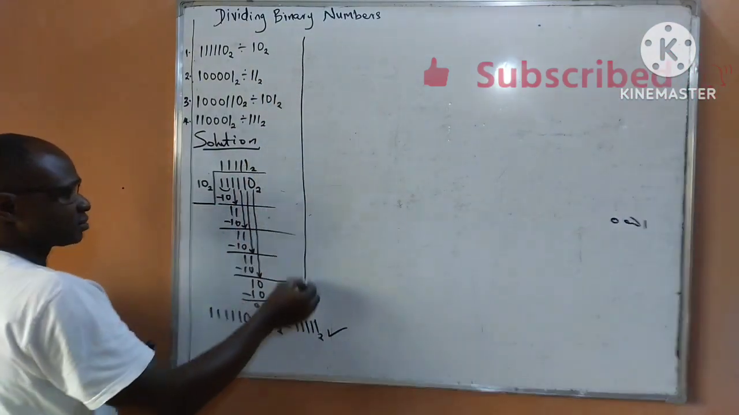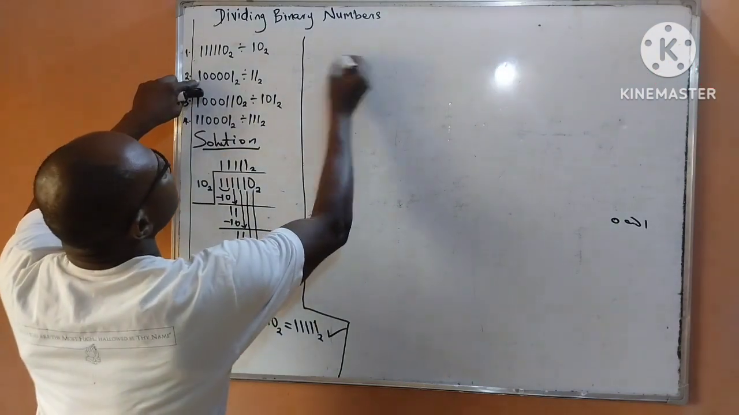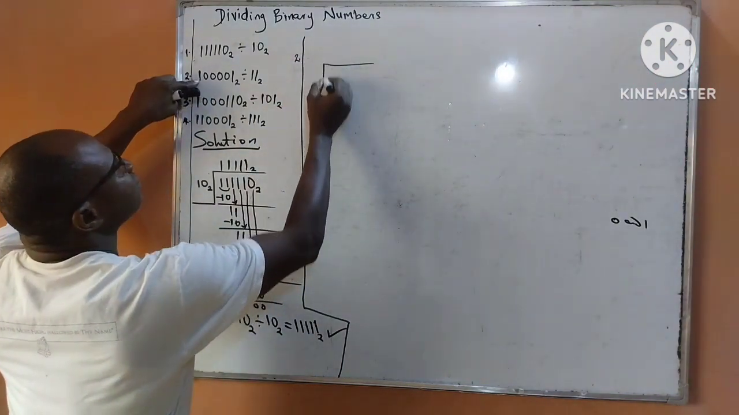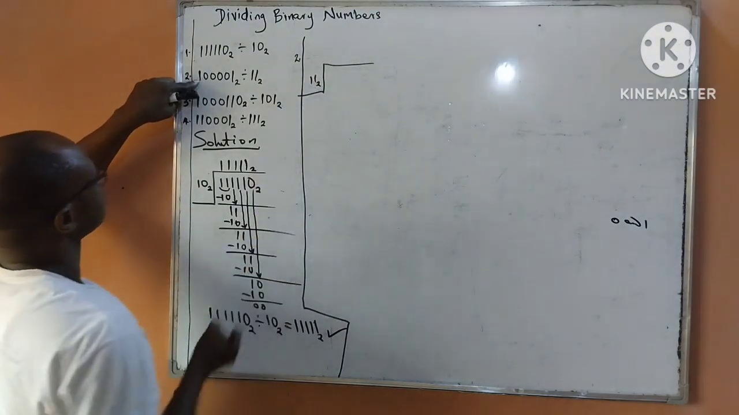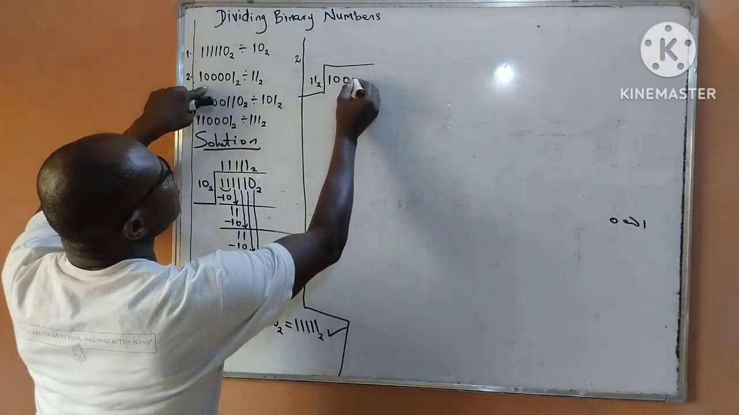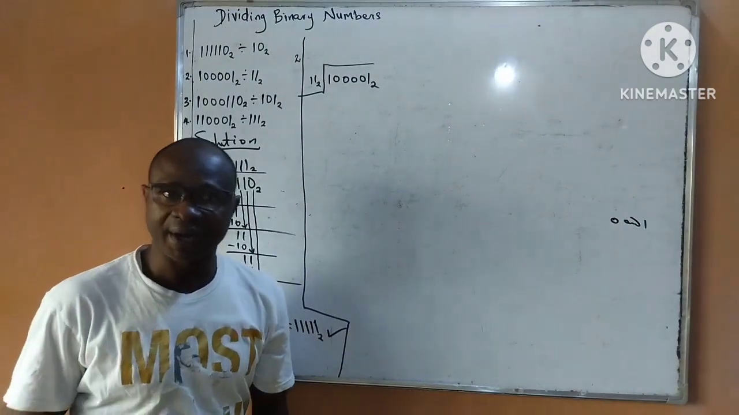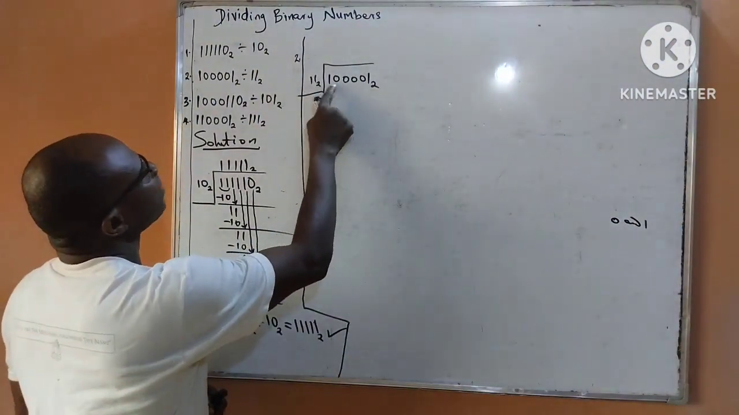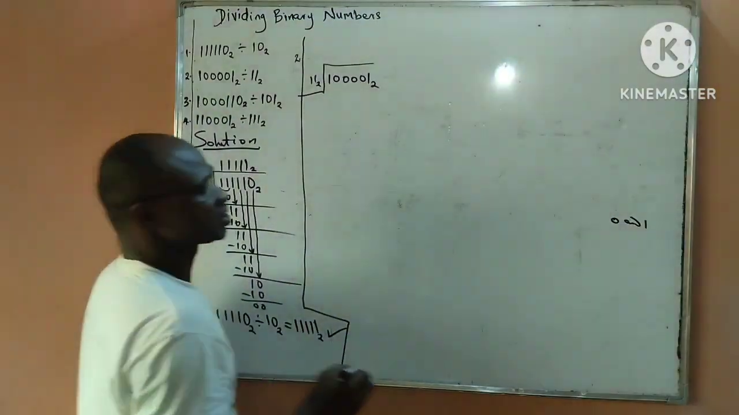Question number 2. We are given to divide 100001 base 2 by 11 base 2. We go on again. 11 divide 10 cannot go. I want you to see this.